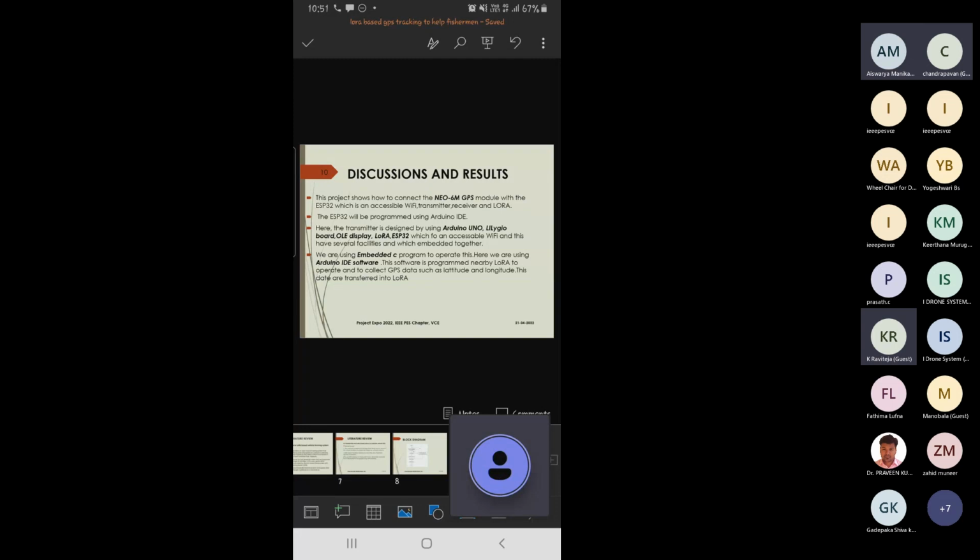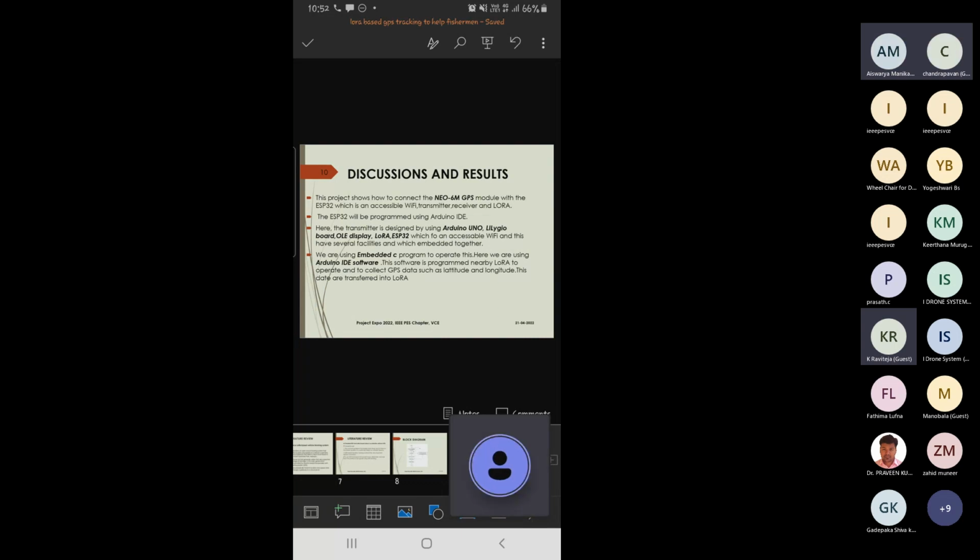Here we are using the Neo 6M GPS module with ESP32, which is an accessible Wi-Fi transmitter, receiver, and LoRa. The transmitter is designed using Arduino UNO, a LilyGO board, OLED display, LoRa, and ESP32, which is accessible Wi-Fi and has several facilities embedded together. We are using an embedded C program to operate this. Here we are using Arduino IDE software. This software is programmed to operate LoRa and to collect GPS data such as latitude and altitude.